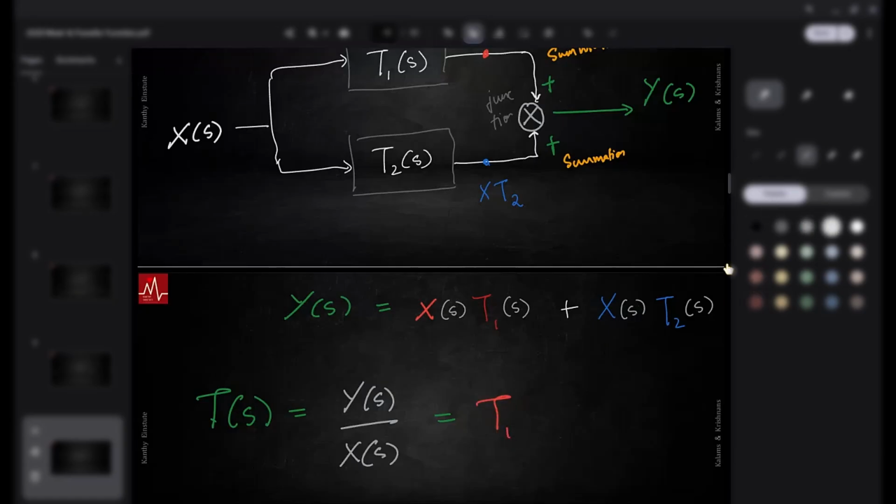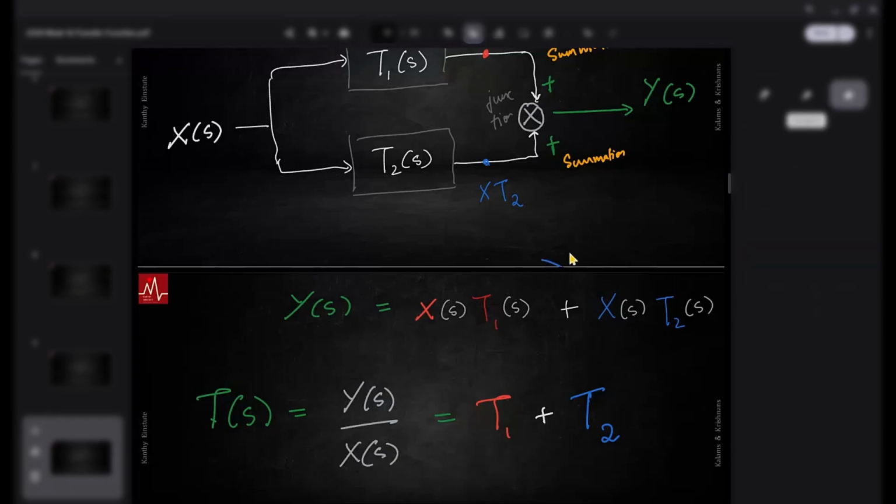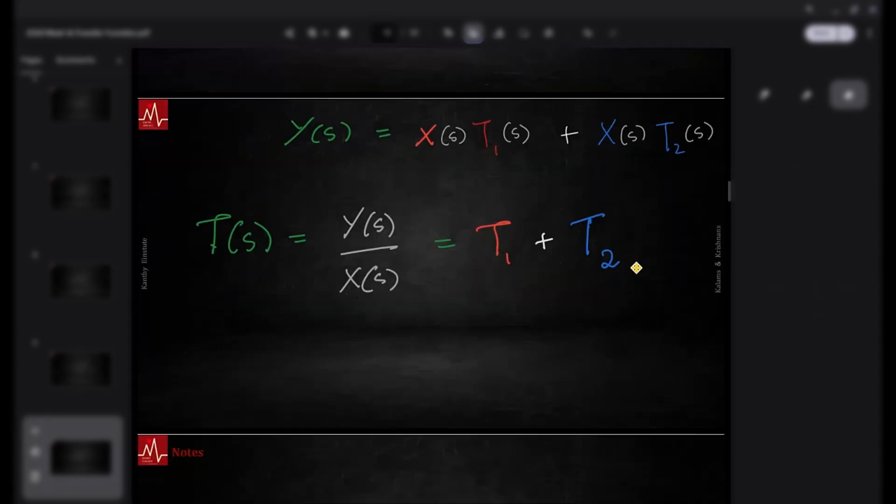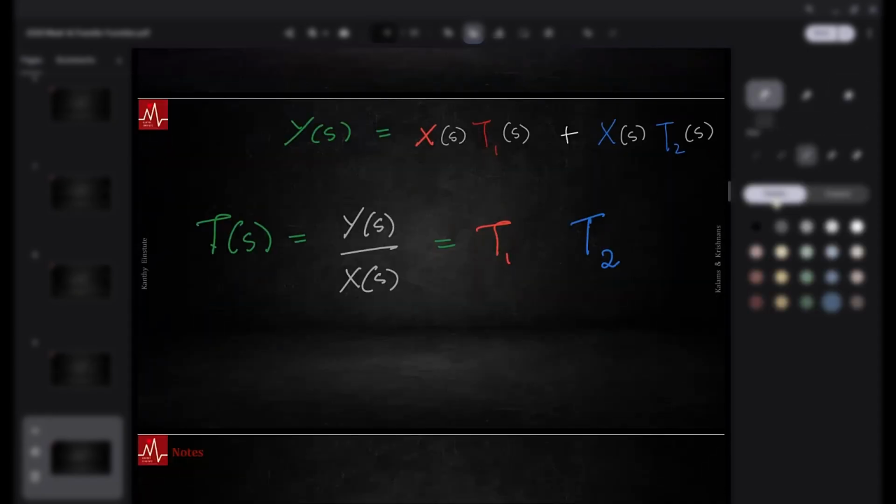The transfer functions are getting added. Summation remains summation. Only cascading, convolution, changes into a product. Summation is a simple thing. Sum remains a sum. Not surprisingly, summation remains summation. Summation is a very simple linear operator.